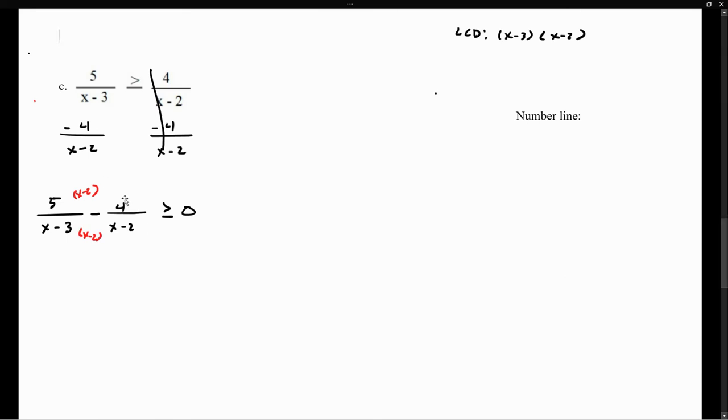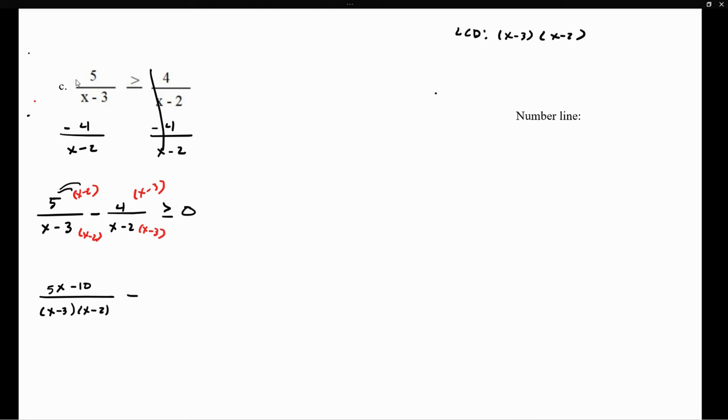And now let's move on to my next expression, 4 divided by x minus 2. In this denominator, I have x minus 2, so the expression that I'm missing is x minus 3. So let me multiply x minus 3 on the top and x minus 3 on the bottom. And by doing that, let's rewrite our expression now. This is going to get distributed. So now I have 5x minus 10. Now my denominator is x minus 3 times x minus 2, minus, let's distribute this, so now it becomes 4x minus 12. Now my denominator is x minus 3 times x minus 2, still greater than or equal to 0. Now that I have the same denominator on both of them, I can definitely combine the numerators.